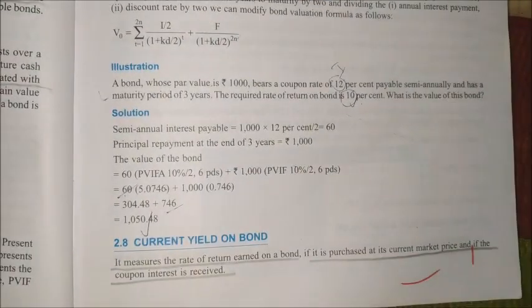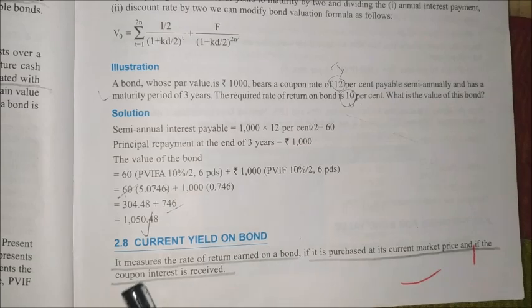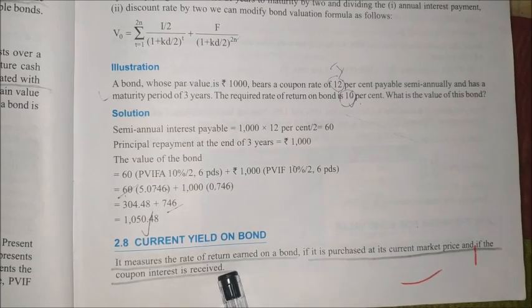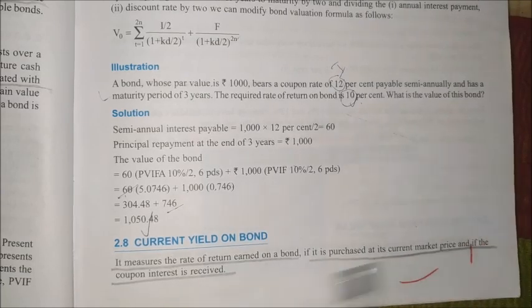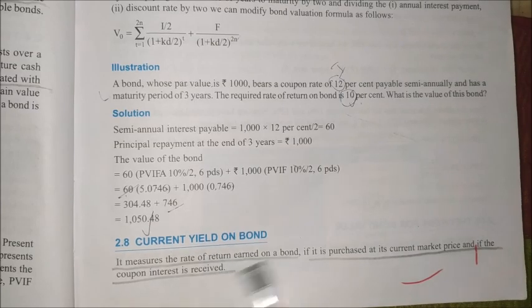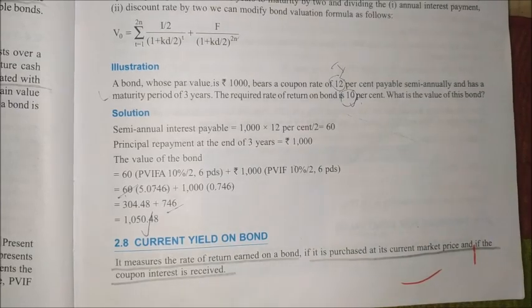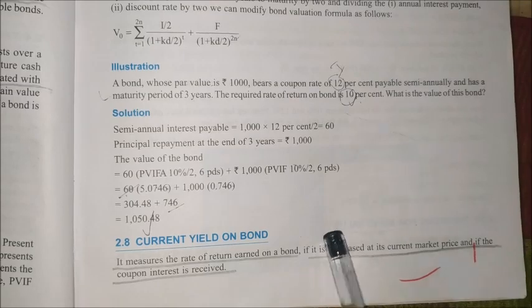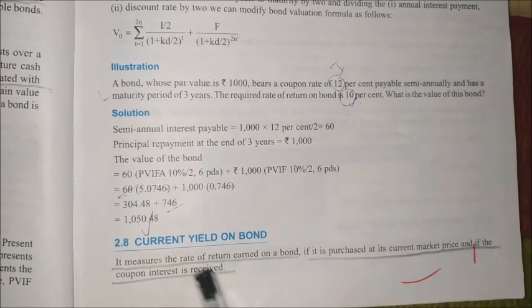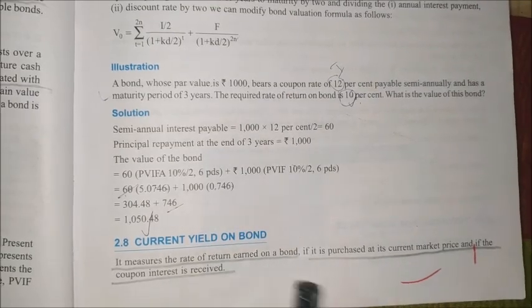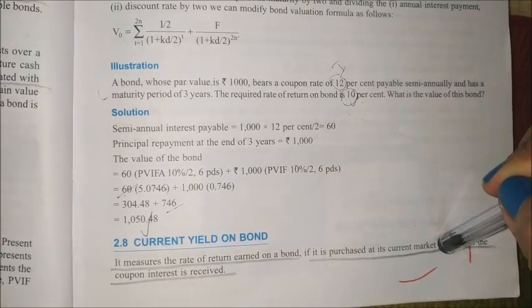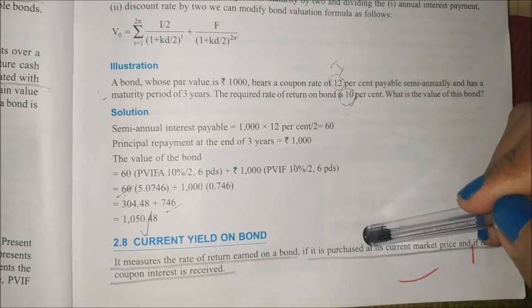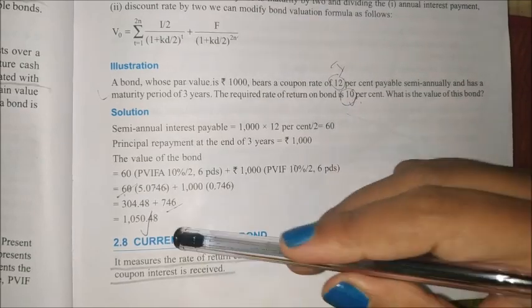Now next topic is current yield on bond. What is current yield? It measures the rate of return earned on a bond. It will tell what is the return I have earned on a bond if it is purchased at its current market price, and if coupon rate is interest. So current yield will tell what return I am getting. Okay, it is helpful for measure of return. If you are purchasing from market at the current market price, and coupon rate also you are getting, so what is my yield? That is called current yield on bond.